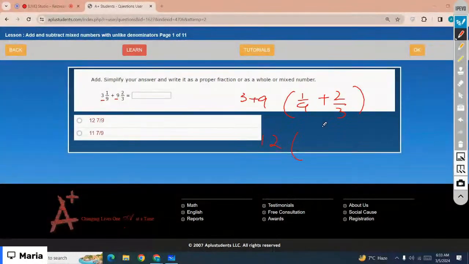First, make their denominators the same. 2 over 3, you have to multiply this fraction by 3 because 3 times 3 is 9, right? You have to make them the same. That is 1 over 9 plus 3 times 2 is 6 over 9. So 6 plus 1 is 7 over 9. That is 12 whole 7 over 9. The correct option is 12 whole 7 over 9. Got it? This is an easier way to add.